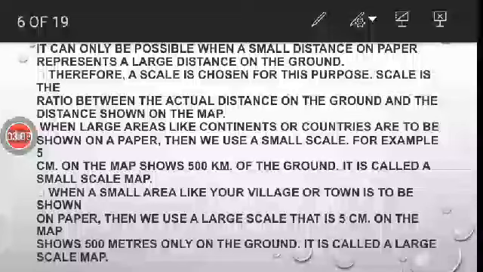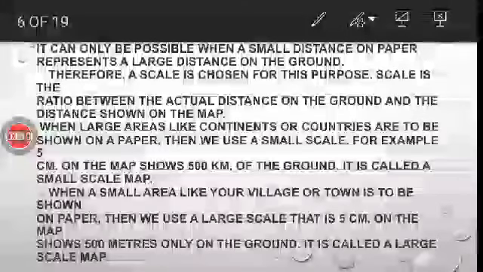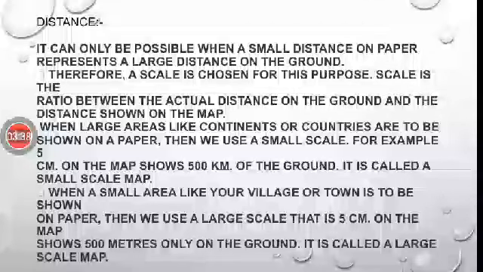When large areas like continents or countries are to be shown on paper, then we use a small scale, for example 5 centimeter on the map shows 500 kilometer on the ground. It is called a small scale map. When a small area like your village or town is to be shown on paper, then we use a large scale, that is 5 centimeter on the map shows 500 meters only on the ground. It is called a large scale map.